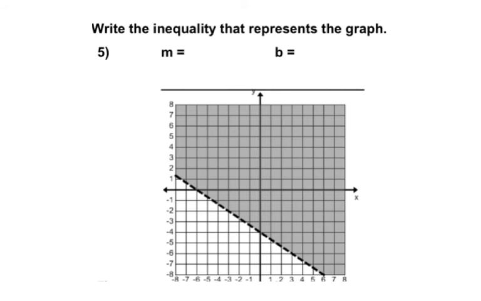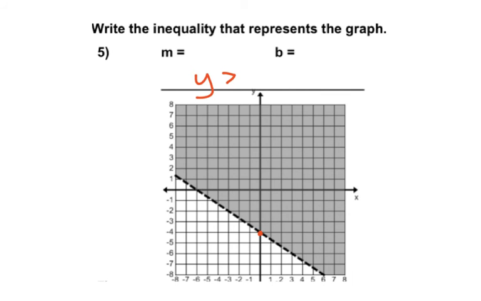So what we're going to notice is that it's a dashed line, so it's either going to be greater than or less than, no equal to. It's shaded above, so I know it's going to be greater than. So I know that when I get done with this, I'm going to have y is greater than something. Now the next part of it is we need to find the slope and the y-intercept.